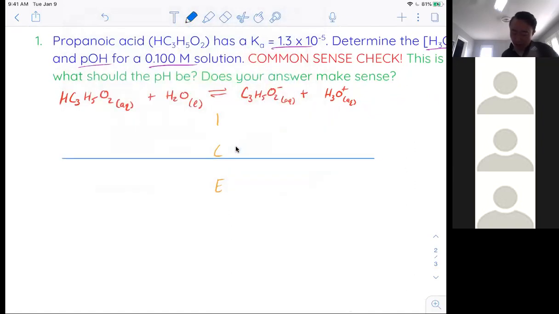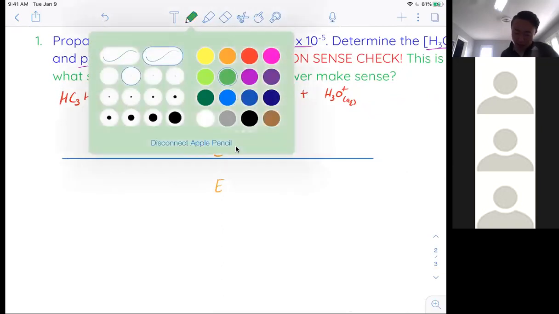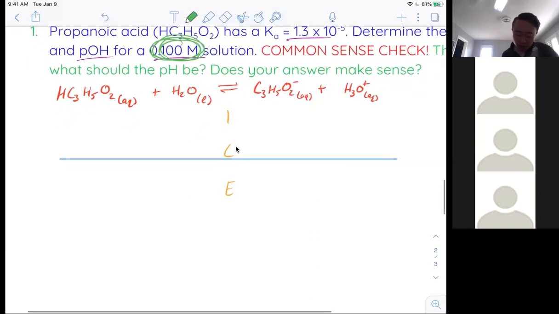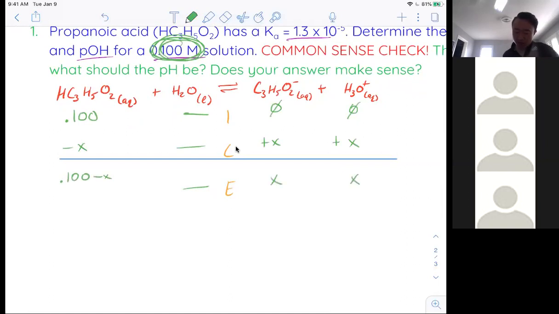And when I have that done, I'm going to have the initial concentration for HC3H5O2, and that was given to us. That was 0.100 molar. And so I'll put that down for the initial concentration of HC3H5O2 for our acid there. And then I'll have nothing for the H2Os, zeros for the products. And then now, because again, it's a 1-to-1 ratio, I'll do minus X for the reactant, plus X for the products there. So I'll get 0.100 minus X, X and X.